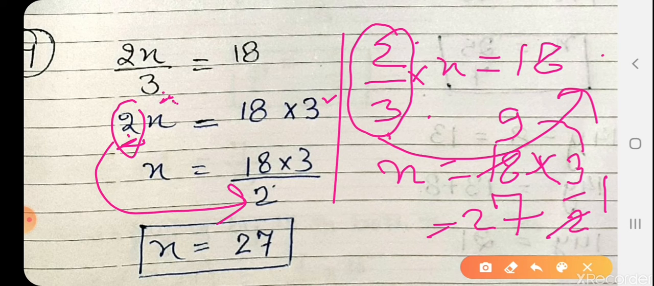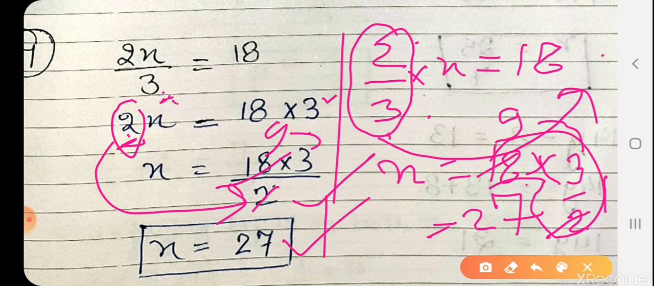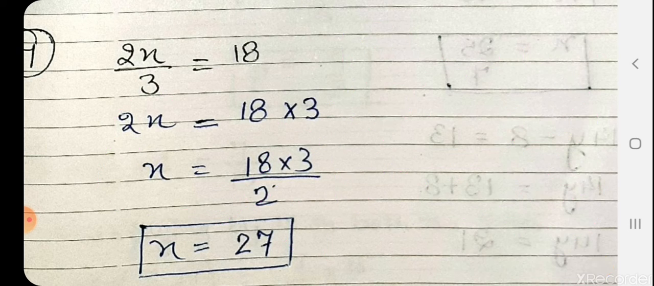So the expression is same, 18 into 2 upon 3, as we have solved here. So 18 into 3 upon 2. So 2 nines are 18 and 9 threes are 27, and that is our answer.